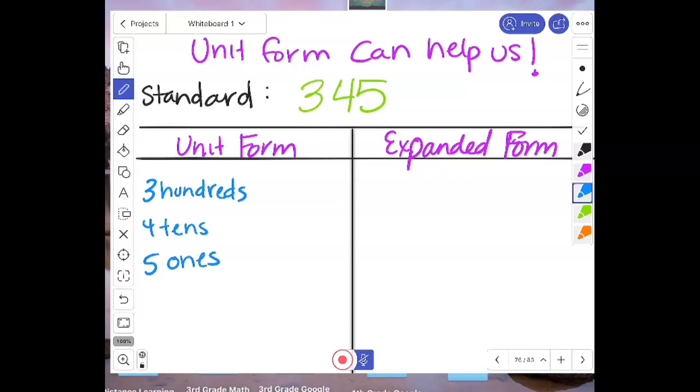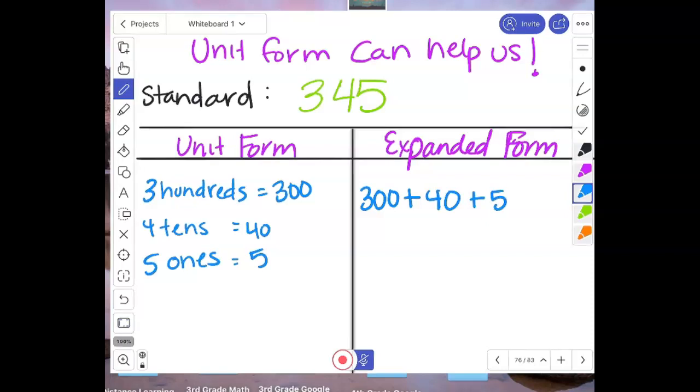That makes it easy for me because I know that 3 hundreds is worth 300. So 300 plus 4 tens equals 40, plus 5 ones equals 5. So 345 can be written in expanded form as 300 plus 40 plus 5 equals 345.